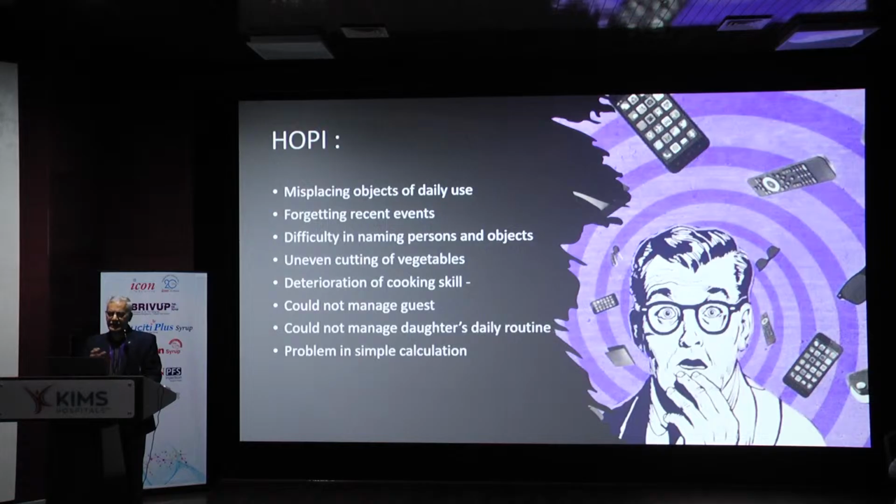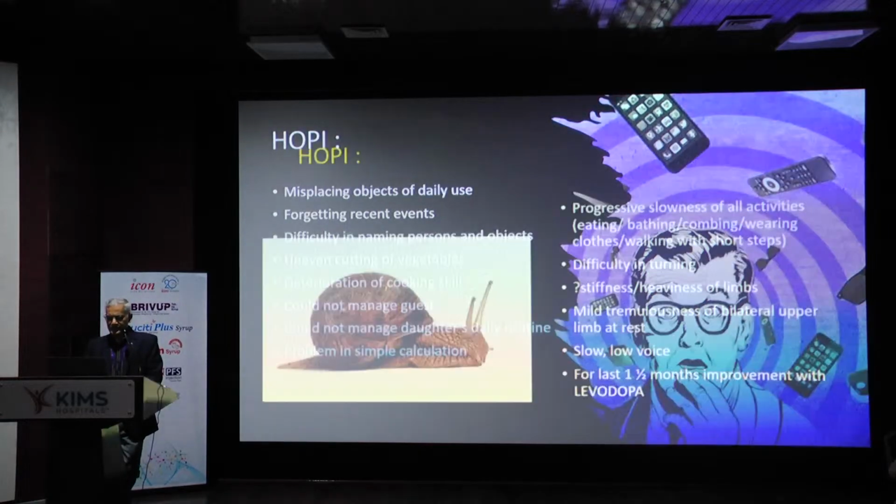So you can get from Sandeep's talk that they are involving multiple domains. She was cutting vegetables in an uneven manner. She also has deterioration of her cooking skill and could not manage guests. So there are problems in memory, attention, naming, and judgment. Then multi-step work like managing guests shows executive dysfunction. She could not manage her daughter's daily routine, and there was some problem in simple calculation. So all spheres of cognition were affected over the last 3 years.